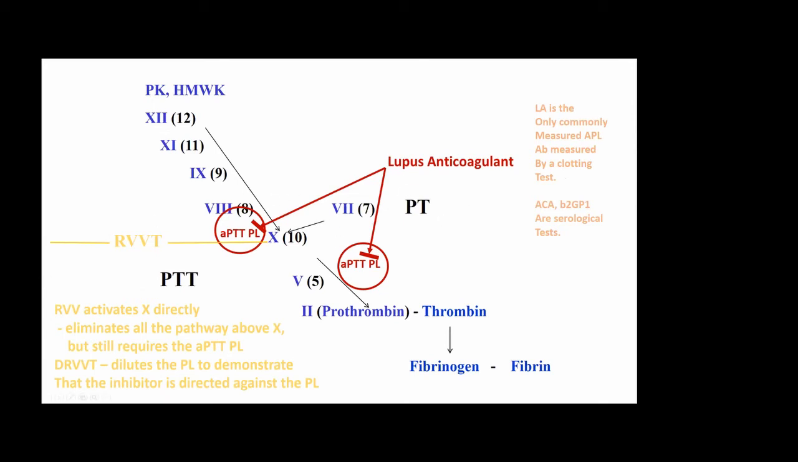Okay, now among the acquired disorders, and I'm going to go fast here, the most important ones are the antiphospholipid antibodies, I would say, and we'll start with the lupus anticoagulant. Of the antiphospholipid antibodies, this is the only one of the most common APLs that is identified and measured on a clotting test, meaning anticardiolipin antibodies and beta-2 glycoprotein 1 antibodies, which are the rest of the group of most important APLs, are measured by serology testing.